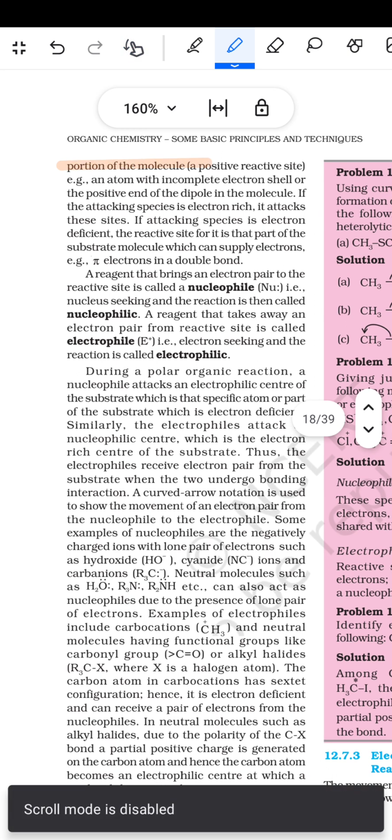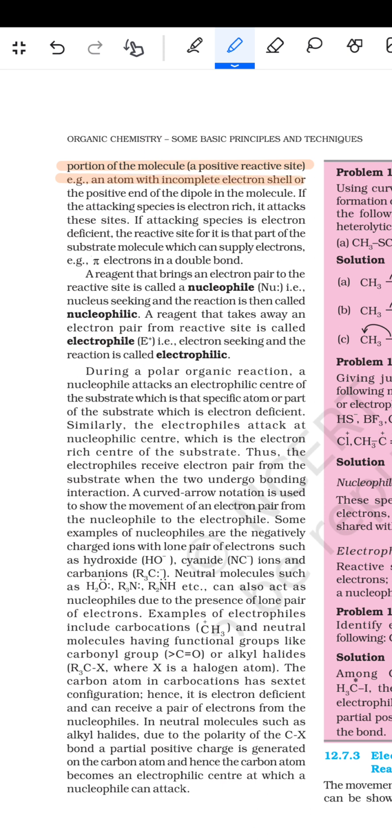Electron deficient portion of the molecule, a positive reactive site. Example, an atom with incomplete electron shell or the positive end of the dipole in the molecule. If the attacking species is electron rich, it attacks this site. If the attacking species is electron deficient, the reactive site for it is that part of the substrate molecule which can supply electrons. Example, the pi electrons in a double bond.